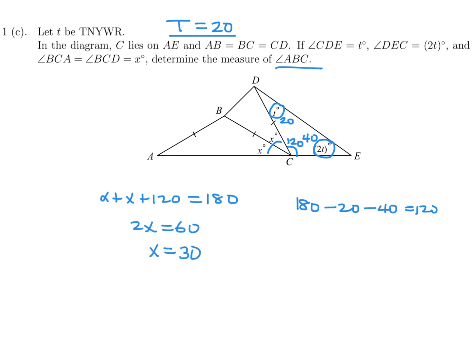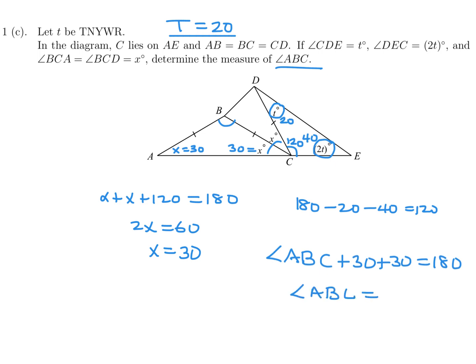But I think they want something else. They want ABC, right? So they want this angle. Well, since it's isosceles, this is also x. So this is 30, that's 30. So angle ABC plus 30 would be 180. And therefore angle ABC is going to be 120.